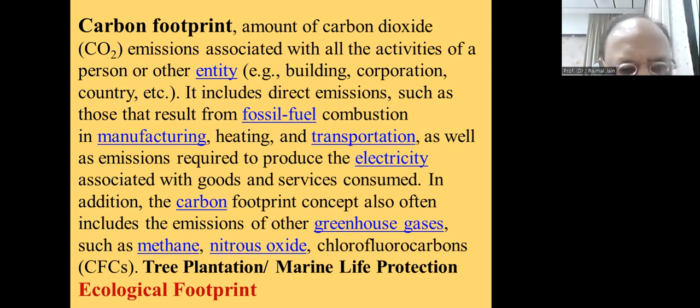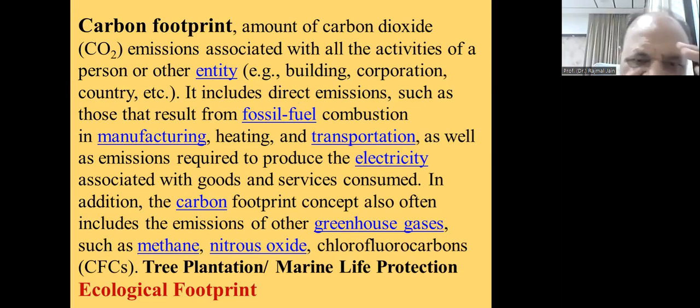Why did this carbon footprint concept come? Because earlier we were using the ecological footprint, which was a positive aspect. But we found that the negative aspect, carbon dioxide and other greenhouse gases, was taking over. So we had to define the carbon footprint. When we talk about the ecological footprint, two very important aspects were proposed, in the Montreal Agreement as well as in the Kyoto Agreement.